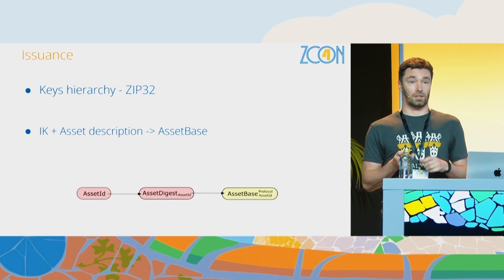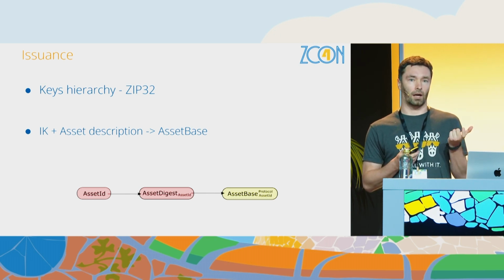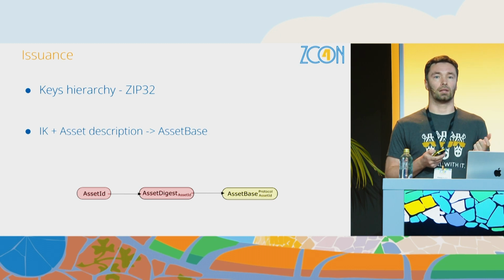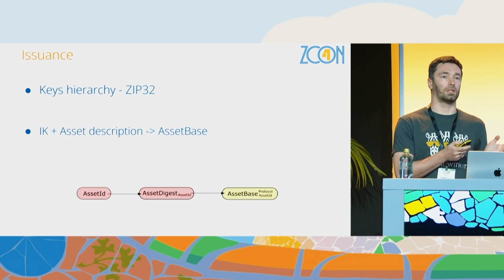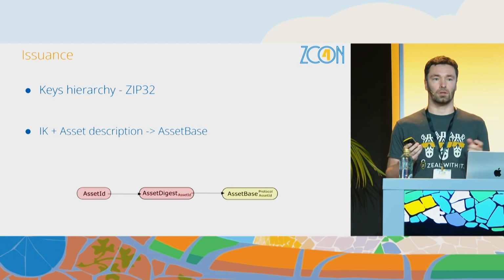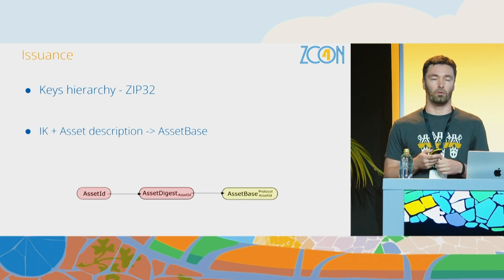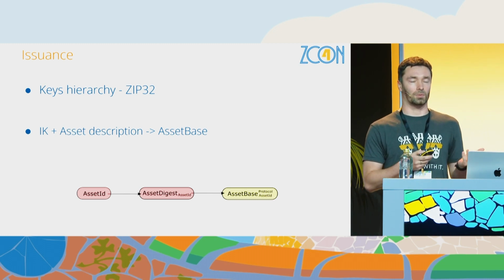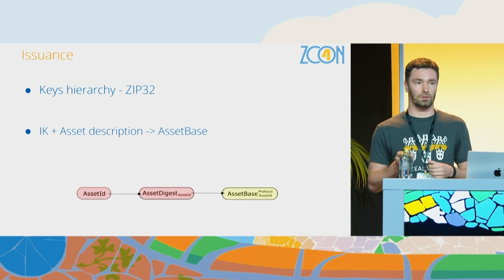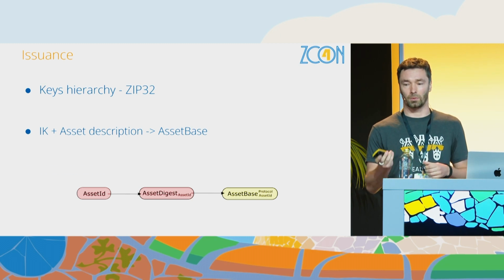Asset base, as we discussed, is basically the identifier of an asset. That's a point that we derive from the issuance key and asset description to get a unique asset identifier that you can later use to do things. Also, there is a special identifier for the native note, but that's not really important at the moment.